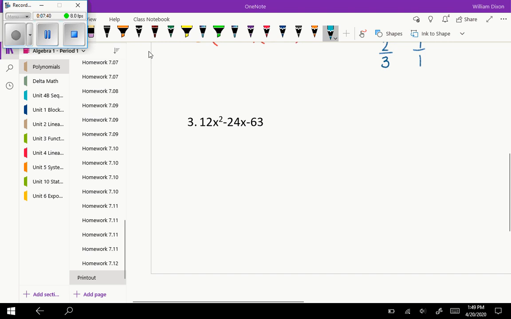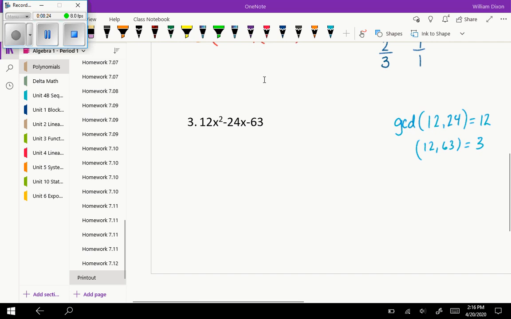Anyway, so this 12x squared minus 24x minus 63, I want to know what the greatest common factor is. So as I said to you earlier, what you can do in your calculator is you could put in GCD, and you could put that in for 12 and 24. And that's going to give you an answer of 12. Then you can put it in again for 12 and 63. And that should give you an answer of 3. So there's just one way of finding the GCD when you have 3 numbers.